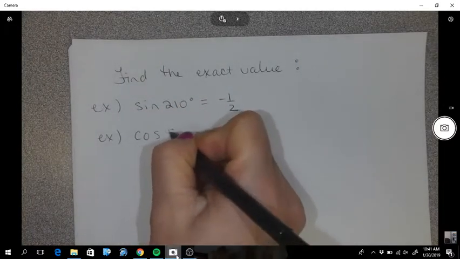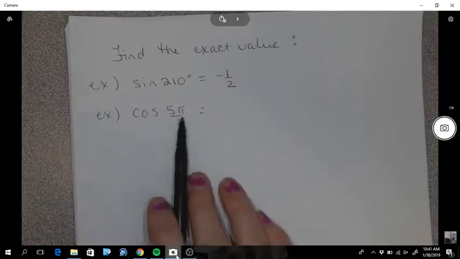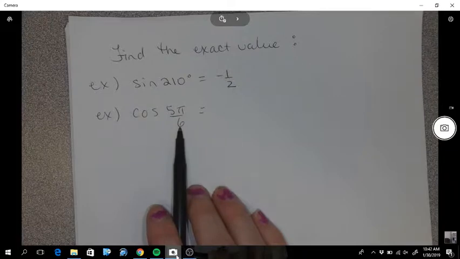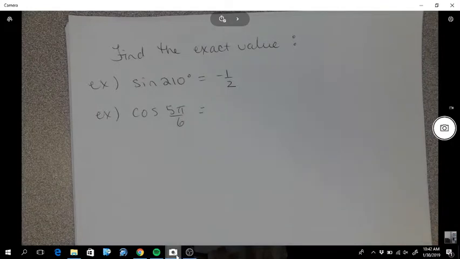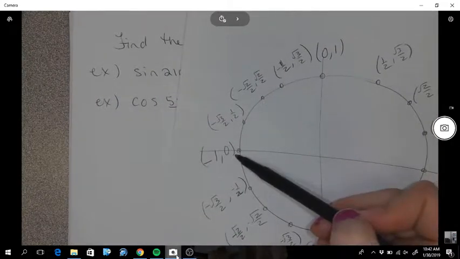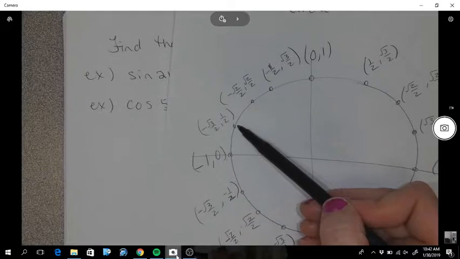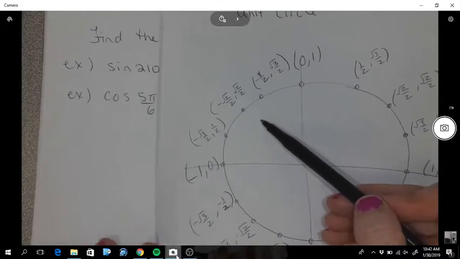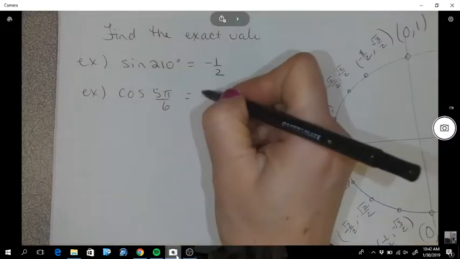Cos of 5 pi over 6. Okay, so now I have to think about the fraction with 6 in it. So that means increments of 30 degrees, right? Because 180 over 6 is 30 degrees. So 5/6 is 1 less than the pi. Okay, so here's 6/6. So I'm 30 degrees less than that. So this is where I am. And when we take the cos of that, that means we're taking the x-coordinate. So your answer would be -√3/2.